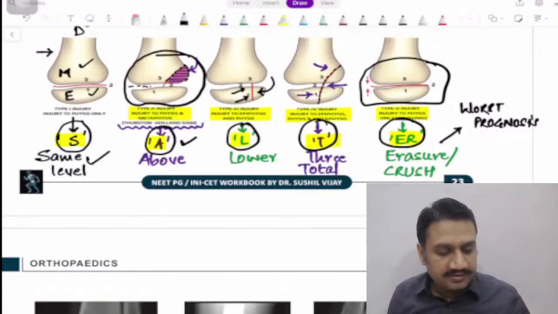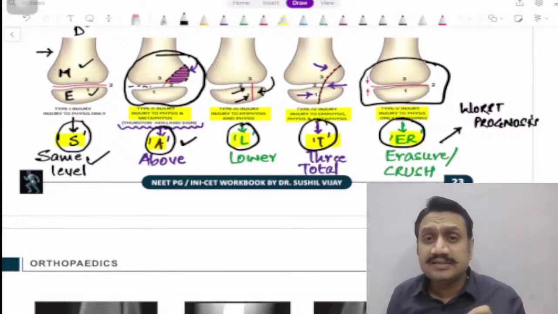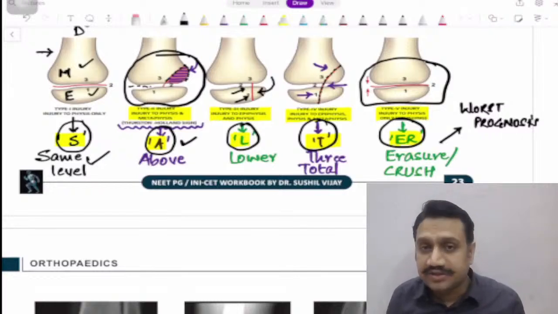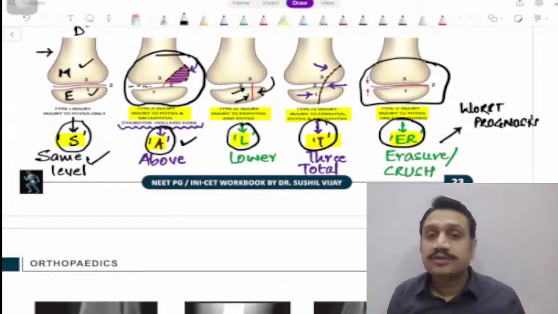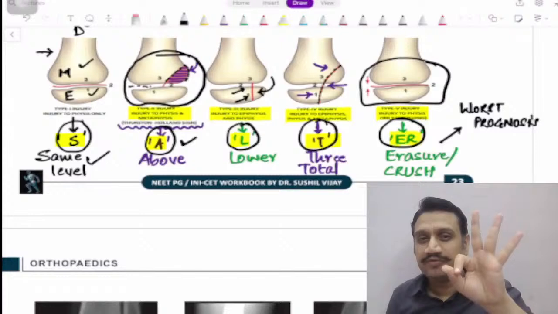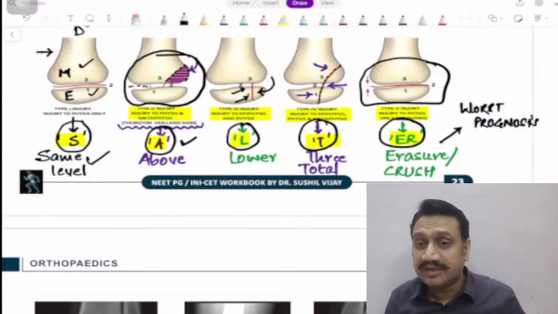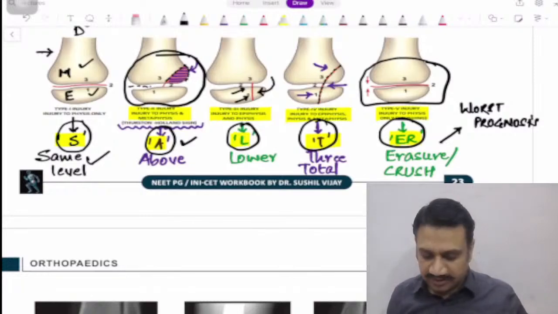Okay, so this is the classification for growth plate injuries. Okay, Salter. It will be Salter. All right. I hope it is fine with everyone. So don't forget these 3 things: hypertrophy, the Thurston-Holland, and the crush. Okay, these 3 are very important. The Salter-Harris classification. Then we talk about the specific injuries here.